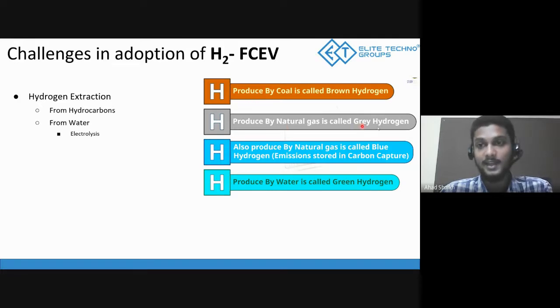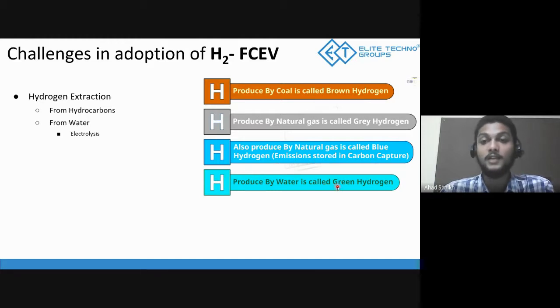Then there is gray hydrogen. Why is it called gray hydrogen? We use natural gas to produce the electricity, and that electricity is used to perform the electrolysis to get hydrogen. If we use this method, it's called gray hydrogen. And there is another one called blue hydrogen. We also use natural gas here, but whatever carbon we emit, we capture it and use it for some other purpose. That's called blue hydrogen.